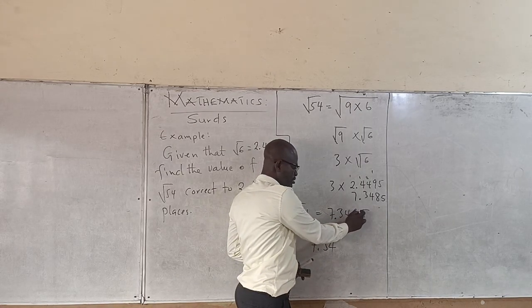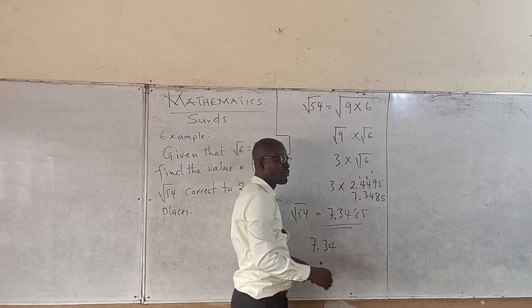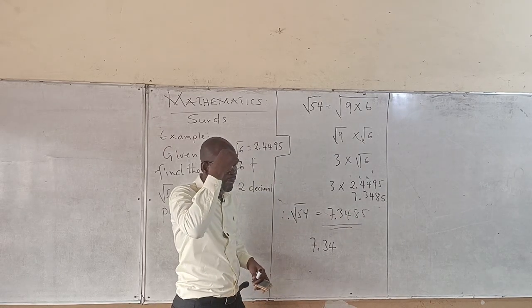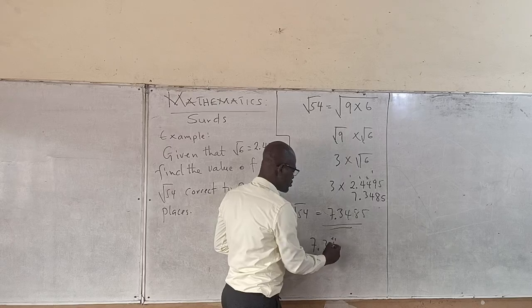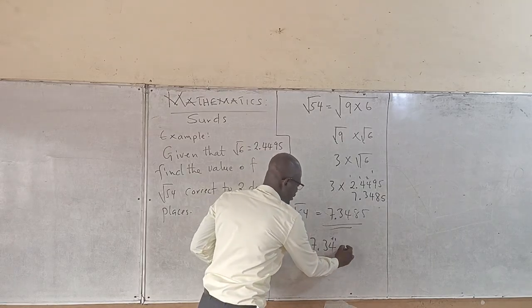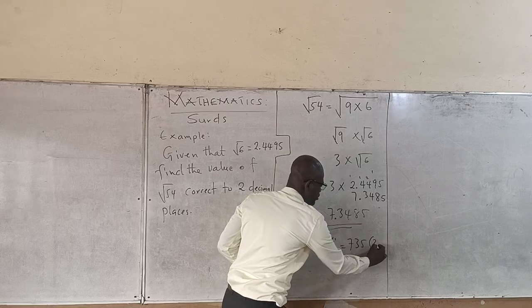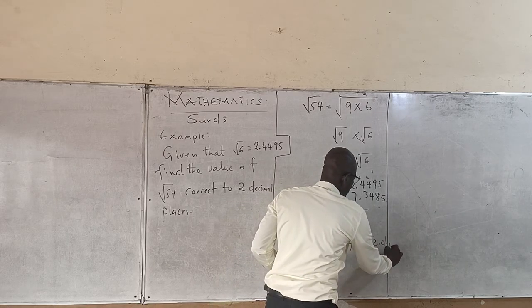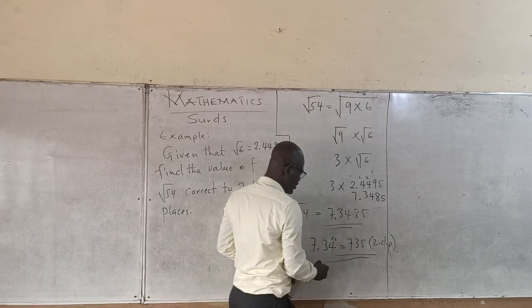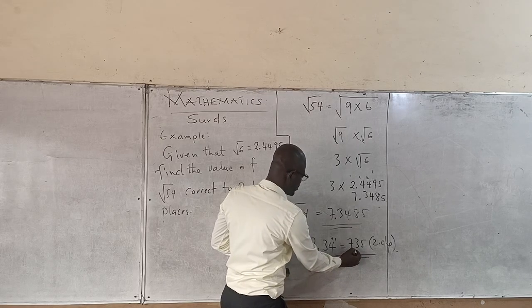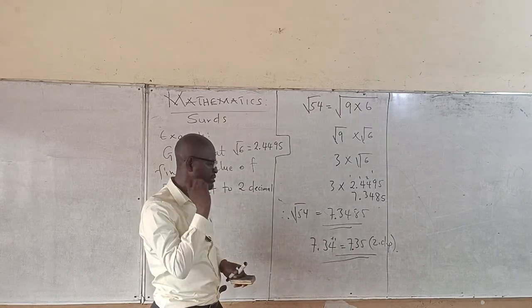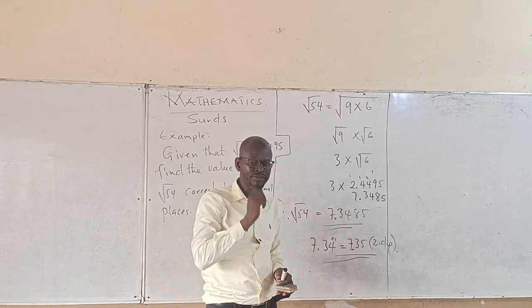But because the first number we dropped, which is the 8, is more than 4, we have to add 1 to the 4. And the final answer will give us 7.35. That's 2 decimal places. So this should be the final answer of the question given to us: 7.35. That's the final answer.